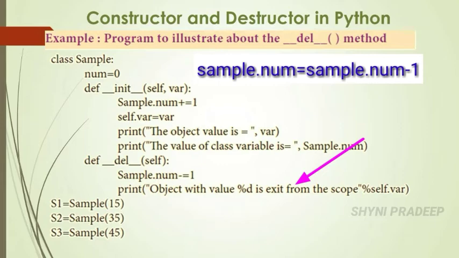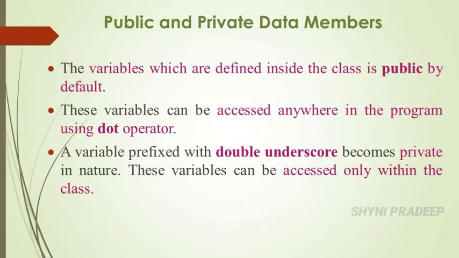So next topic is public and private data members. The variables which are defined inside the class are public by default. There are three access specifiers. What are they? Public, private, protected. Public means you can access the variable anywhere in the program. Private means you can access the variable only within the class. Protected means you can access the variables within the class and its class members.